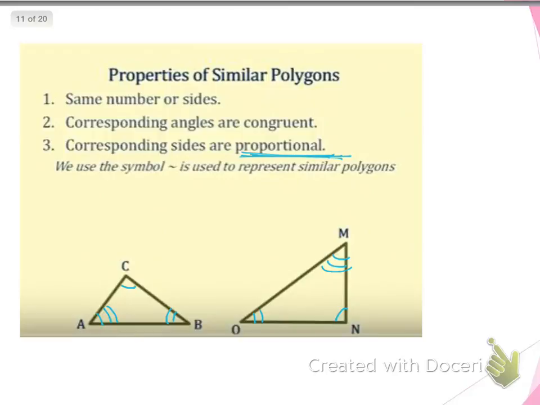So when we write similarity statements, we write them with this little squiggly. So if I was saying, in this situation, triangle ABC is similar to triangle, A matches with M, B matches with O, and then we have N left. So we use this statement to say similar instead of congruent.